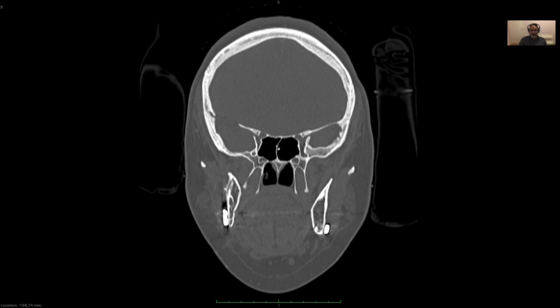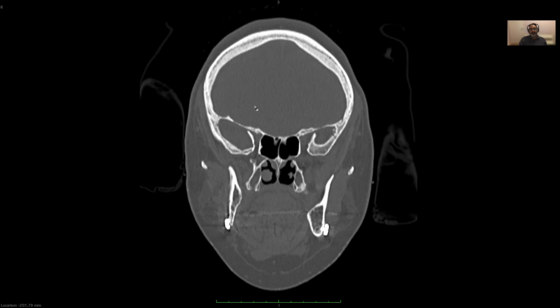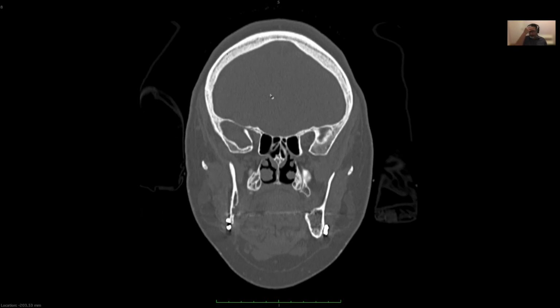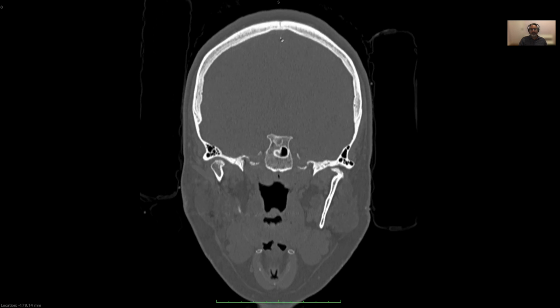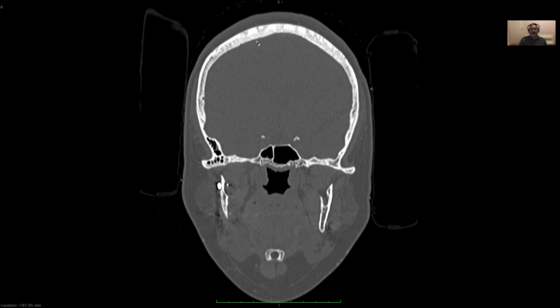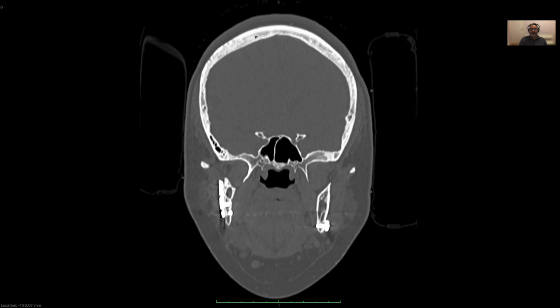And now that's your lesser wing of the sphenoid up there. And now we're coming right to the front. Oh, notice something here. You can't see the sagittal suture anymore. So let's go back. Where does that happen? You can see the sagittal suture here. But at a certain point, you see a little bit of hazy lines. And beyond those hazy lines, there's no sagittal suture. So now this is the frontal bone.